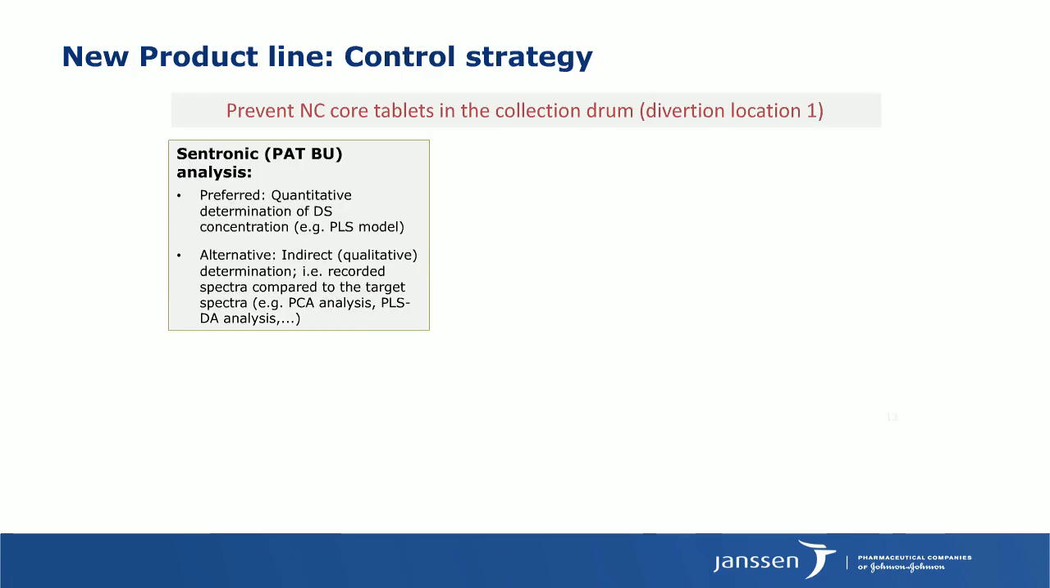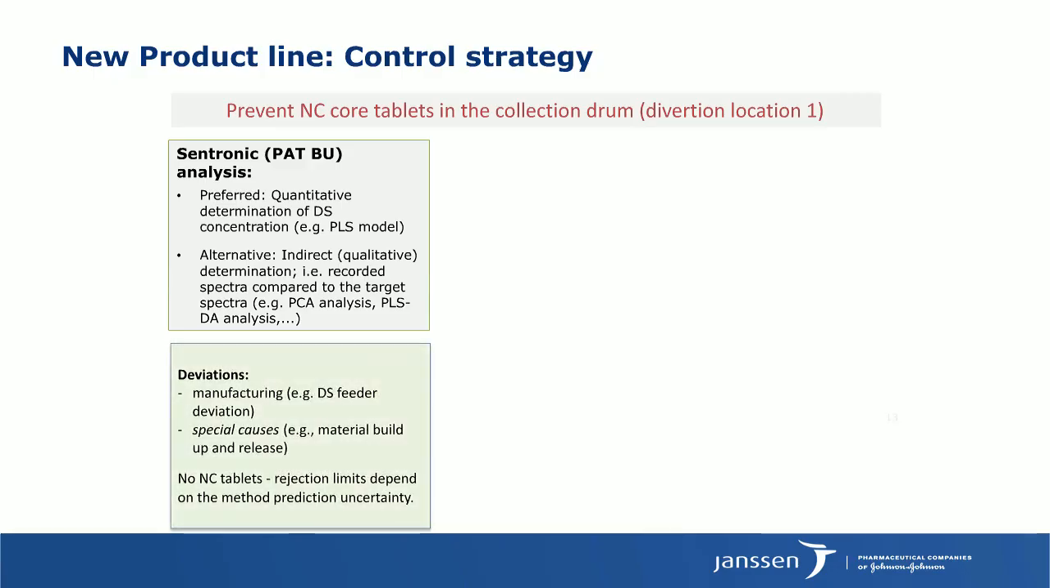That's the first tool. Then the second tool is the PAT-BU analysis, where we use the Sentronic probe. With the PAT-BU tool and NIR spectroscopy, we always try to develop a quantitative model based on a PLS algorithm. So we want to predict the drug substance concentration, or the API concentration. On the other hand, for certain products this is not possible. We also can do an indirect determination where we use a PCA analysis or a PLSDA analysis itself.